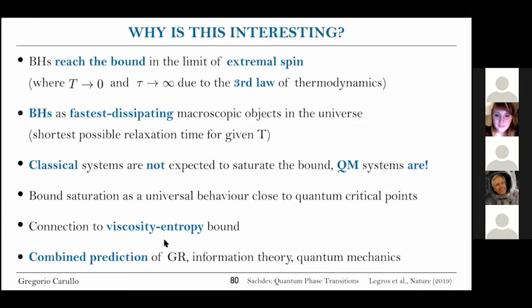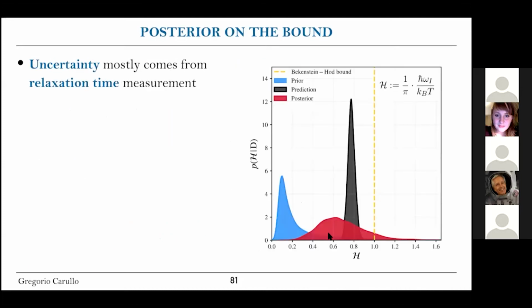Of course, it's also interesting to test because you have the combined prediction of GR, information theory, and quantum mechanics. That's what we did in this paper. We extracted from the LIGO-Virgo measurements a measurement of this bound. What I'm showing here is the probability distribution on this H parameter, where H is defined as the ratio of the two contributions that I mentioned before. In black, you have the prediction that would come from GR, while in red, you have our measurement, which is broad, but it nicely agrees with the prediction. It peaks close to the prediction, and it's safely below 1.